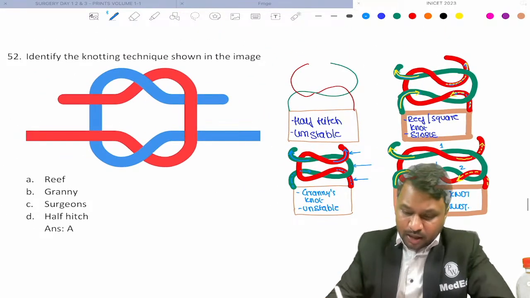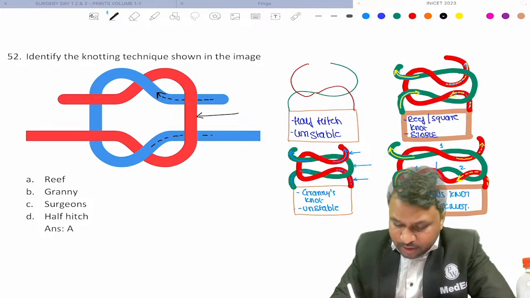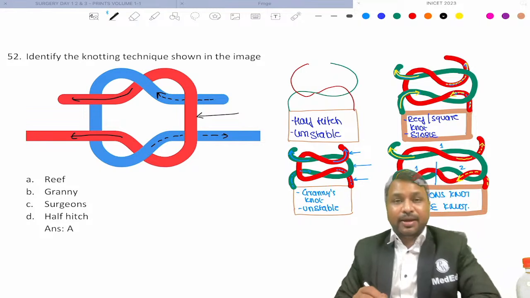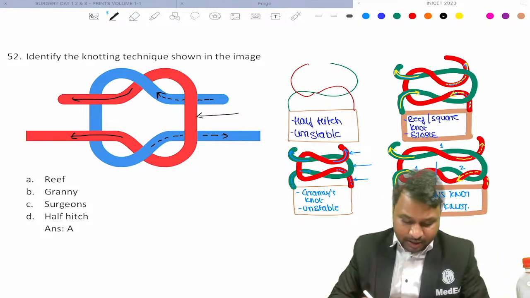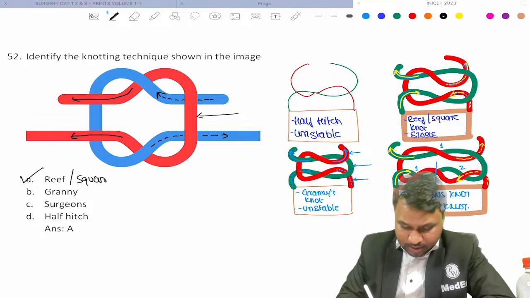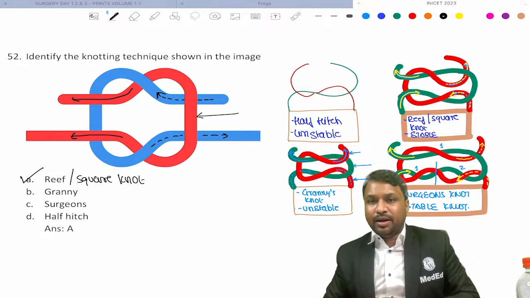So here in our image that we have, you can see this is the red loop. You see the blue thread is going under the loop. Here also the blue thread is going under the loop, right? Here the red is going over the loop. So both of them are in the same direction, either they are up or down. That indicates that it is going to be a reef knot, also called a square knot. It is called a reef or a square knot.